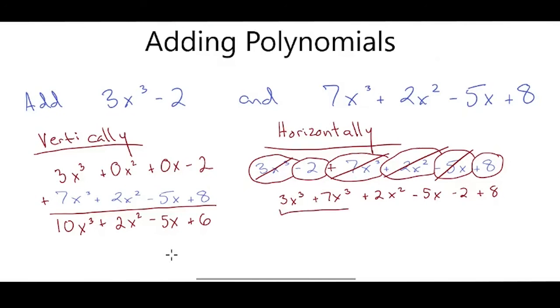So now I combine like terms. So that's 10x to the third. This is the only x squared term, so it's plus 2x squared. Here's the only x term, so it's minus 5x. And then I have negative 2 plus 8, which is positive 6. So my answer is 10x to the third plus 2x to the second minus 5x plus 6. And that's how you add polynomials vertically and horizontally.